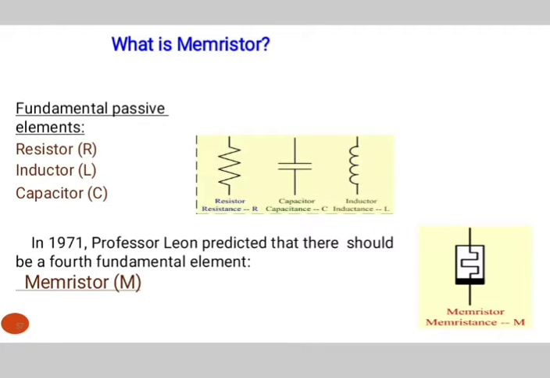Then Professor Leon observed the models of capacitor, resistor and inductor, and he observed a missing part which is named the memristor, or memory resistor. Memristor means memory resistor. The practical representation of this memory resistor was realized in 2006 by the scientist Stanley Williams, and this technology was discovered more than a few decades ago, although it has been made use of in recent times.